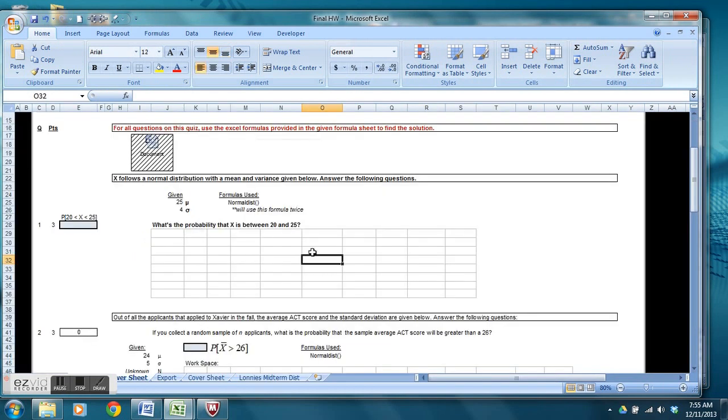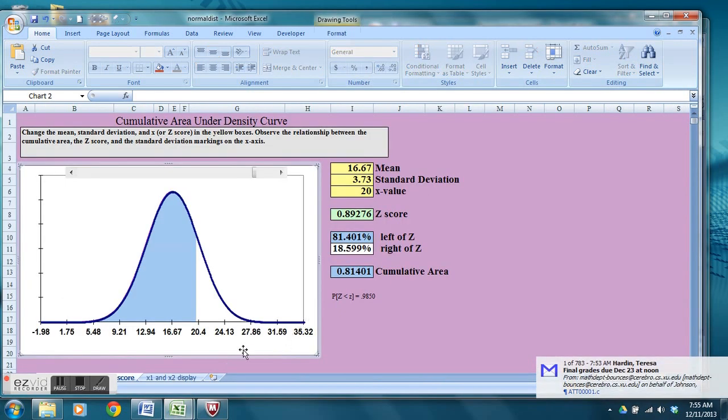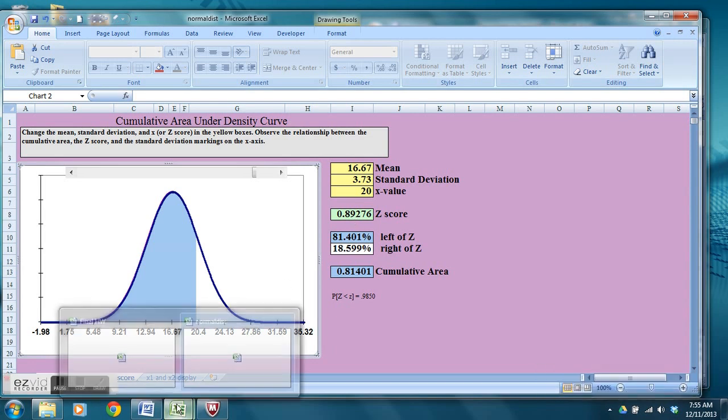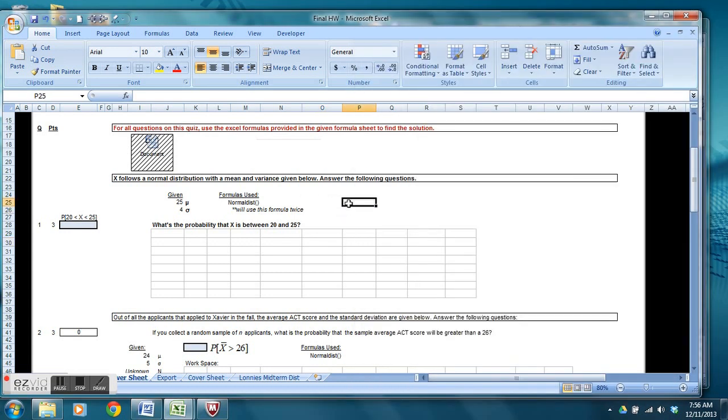So let's go back to the problem. What's the probability that x is between 20 and 25, and we want to use this formula right here, because we're looking at the distribution of x, and our normal distribution has a mean and standard deviation not equal to 0 and 1. So I will put that right there. Yep, that did not work.